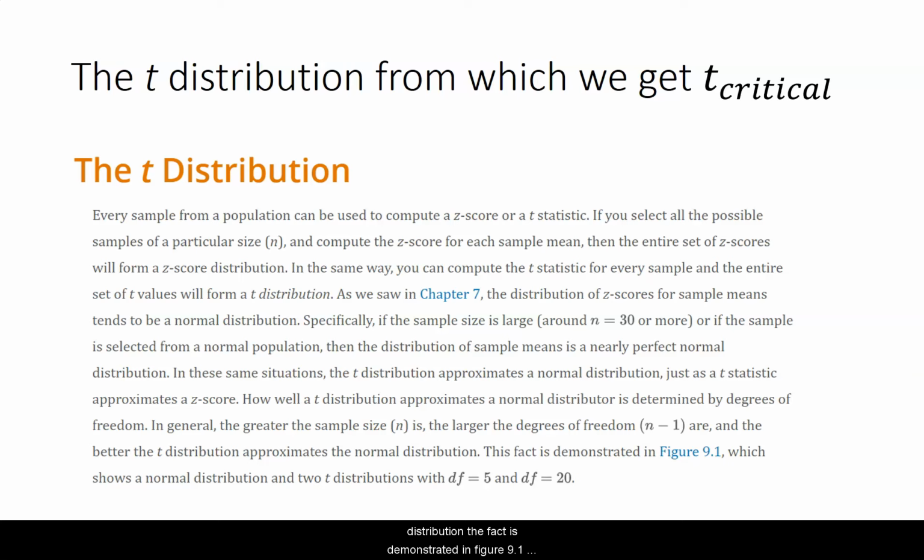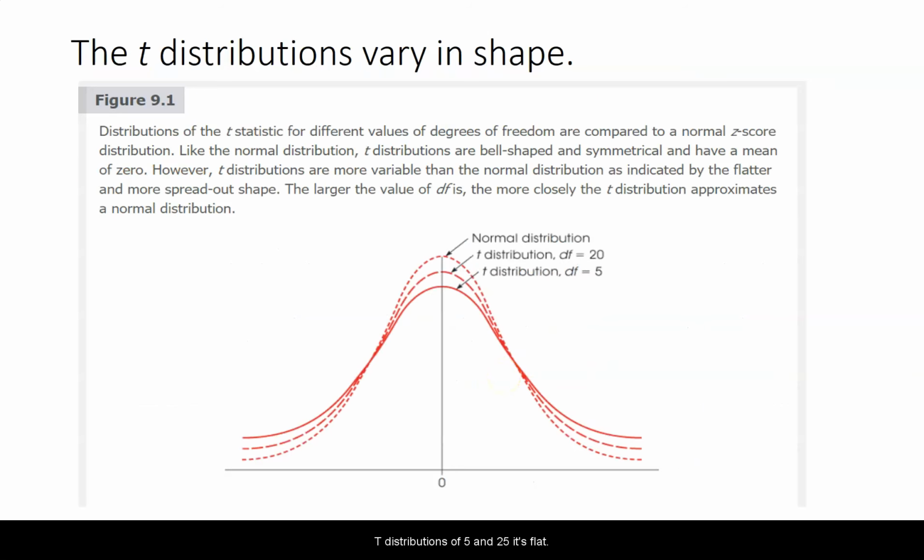The fact is demonstrated in figure 9.1, which shows a normal distribution and two t distributions of 5 and 20. So as I look at 5, it's flatter, and 20 becomes more normal and more like the z distribution. And of course, the normal distribution is pictured there at the top in those broken arrows. So let me just read the caption. And again, I know it's vexing to have me read, but I really want to touch base on these things. Distributions of the t statistic for different values of degrees of freedom are compared to a normal z-score distribution.